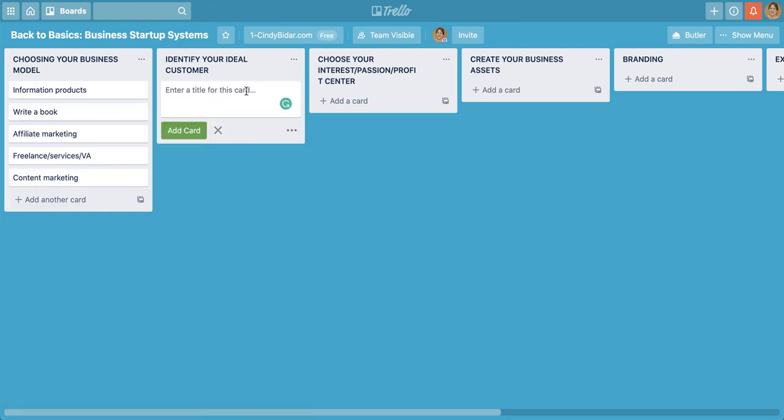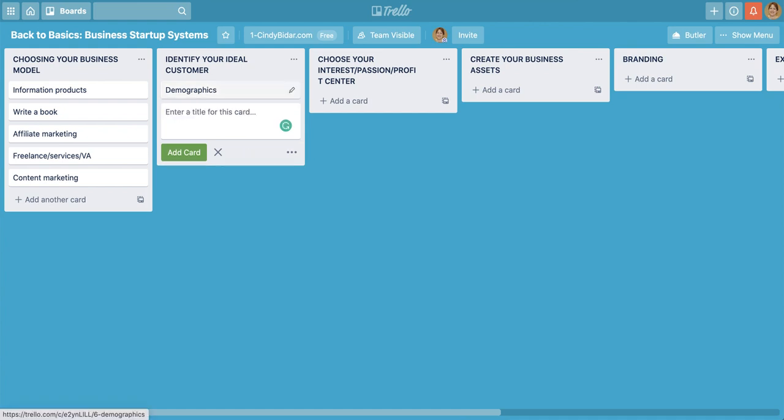You need to identify your ideal customer. There's several different ways you can do that. You can think about demographics, which is age, race, religion, where they live. There's a lot of different demographics. You can think about their pain points. Maybe you want to identify your ideal customer based on what they struggle with, that is looking for the answer that you have.